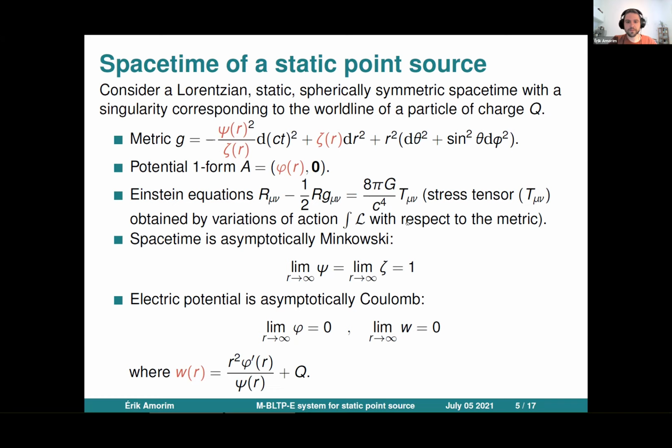And assumptions that are good for you to make, you normally want your spacetime to be asymptotically Minkowski, asymptotically flat. So you want the functions psi and zeta to go to one for large R. And in terms of the electromagnetism, you want your spacetime to look like the regular Maxwell spacetime if you are away from the singularity. So the phi potential, normally you want it to be zero at R infinity, but more importantly, I have a variable that I'm going to consider in place of phi prime, which I'm calling W here, you see it down here. You want it to go to zero.